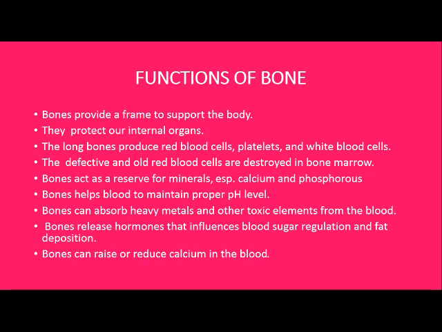For example, children, the rib cage present in our thoracic cavity protects all the important and vital organs like the heart, the lung, the kidney, our stomach and the intestine. The long bones, especially our thigh bones, help in the production of red blood cells, platelets and white blood cells. The defective and old red blood cells are also destroyed in the bone marrow.